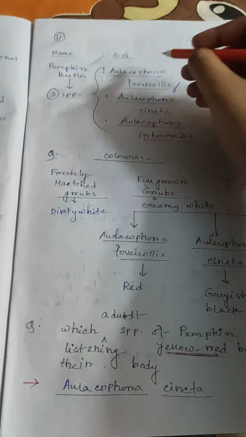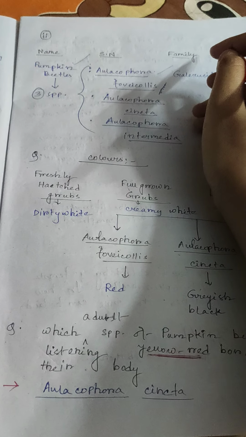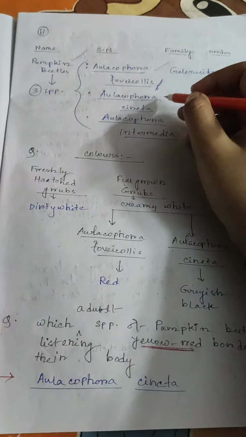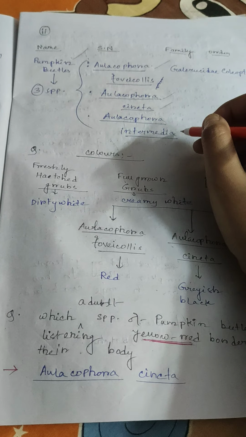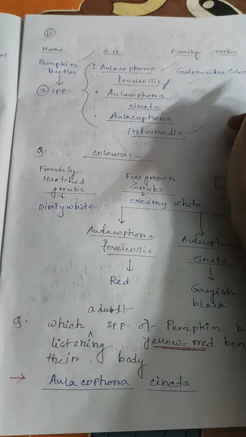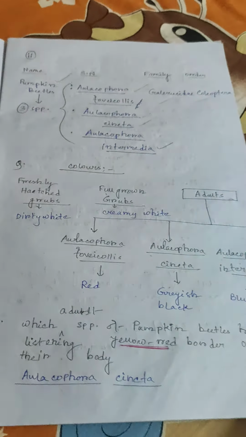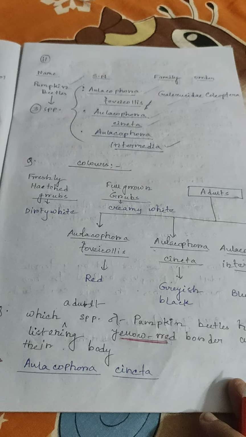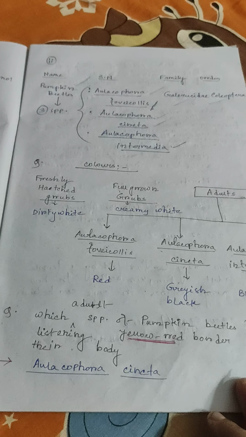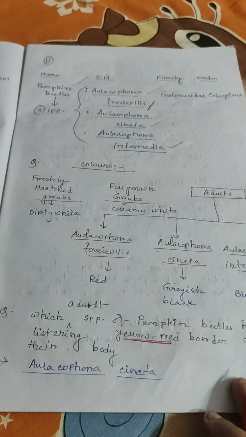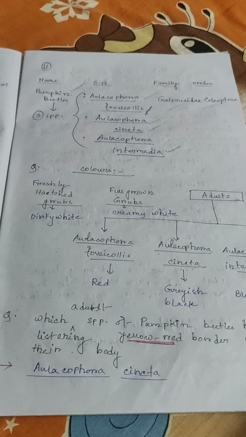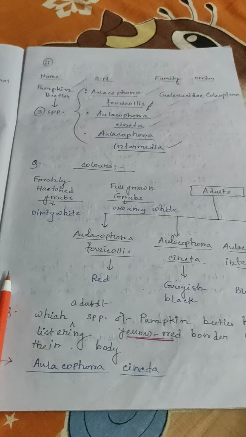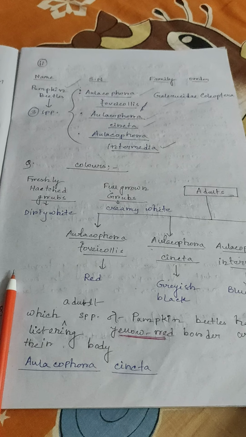Pumpkin beetle has 3 species: Olacophora foveicollis, Olacophora sinuata, and Olacophora intermedia. Family is Chrysomelidae. Order is Coleoptera. What are the 3 species of cucurbit pumpkin beetles? Olacophora foveicollis, Olacophora sinuata, and Olacophora intermedia.